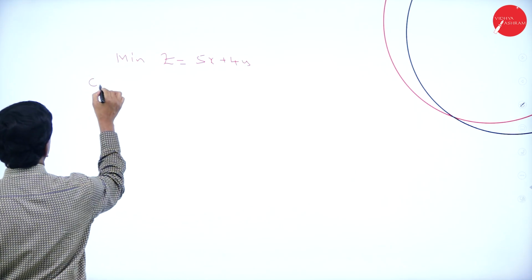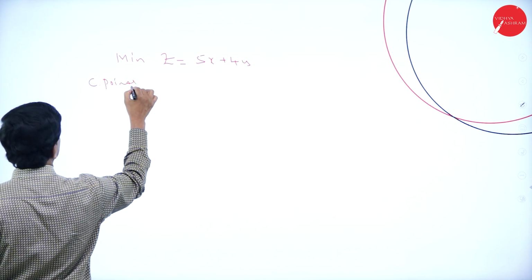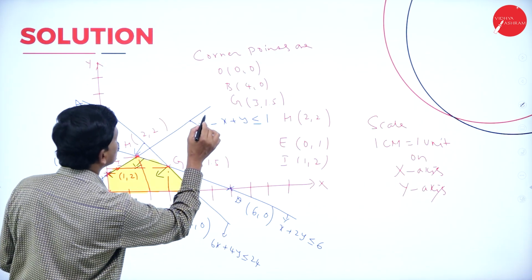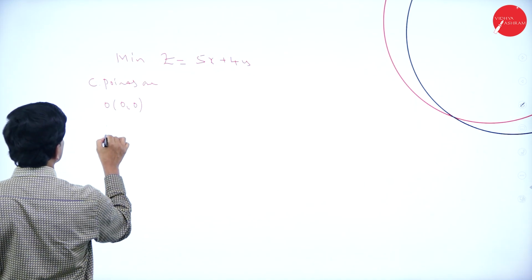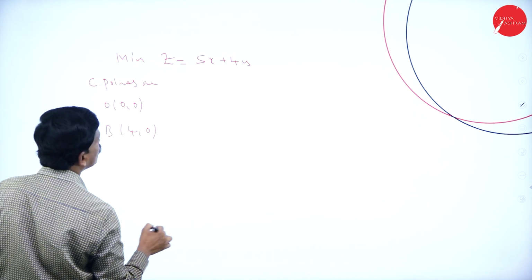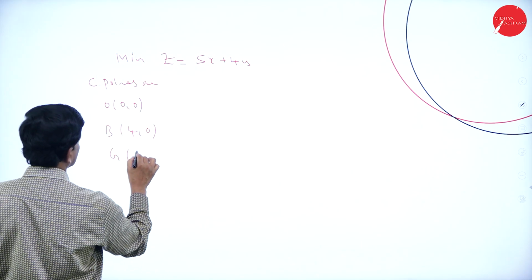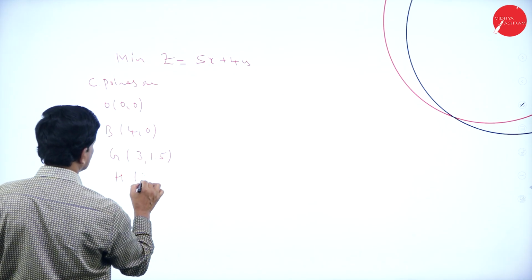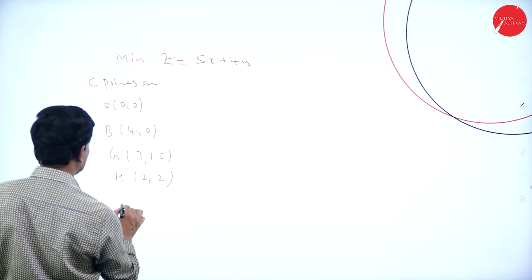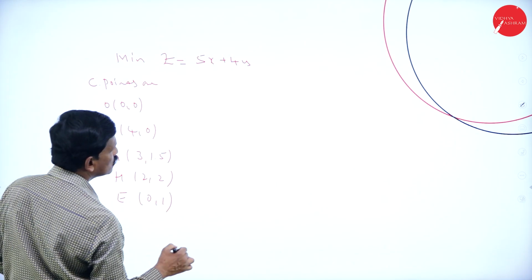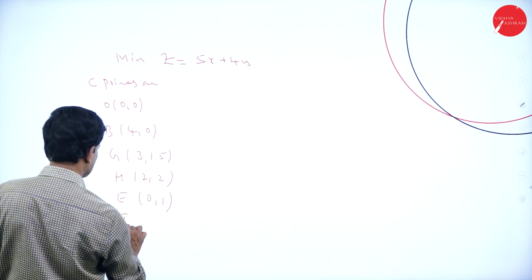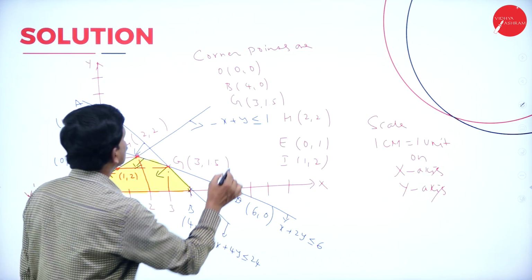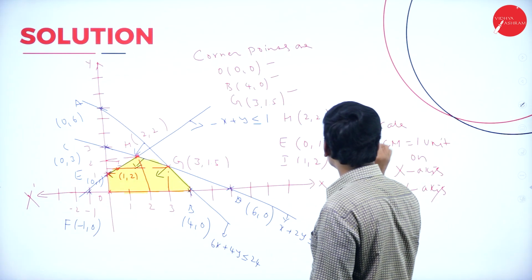Now, what are the corner points? The corner points are O, 0, 0. I will take them in order. B, 4, 0. Then G, 3, 1.5. Then H, 2, 2. Then E, 0, 1. Then I, 1, 2. How many points? 1, 2, 3, 4, 5, 6.